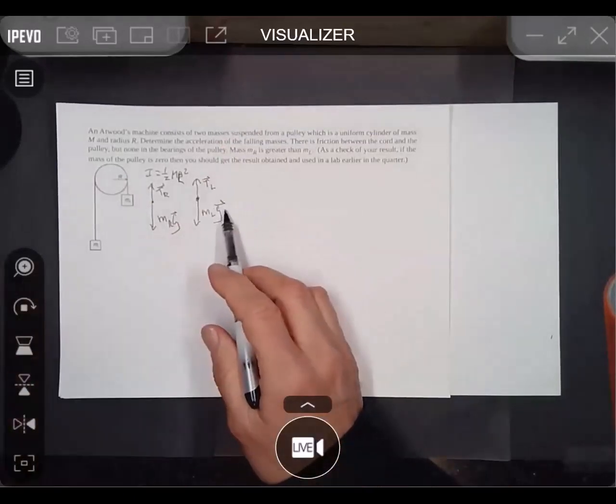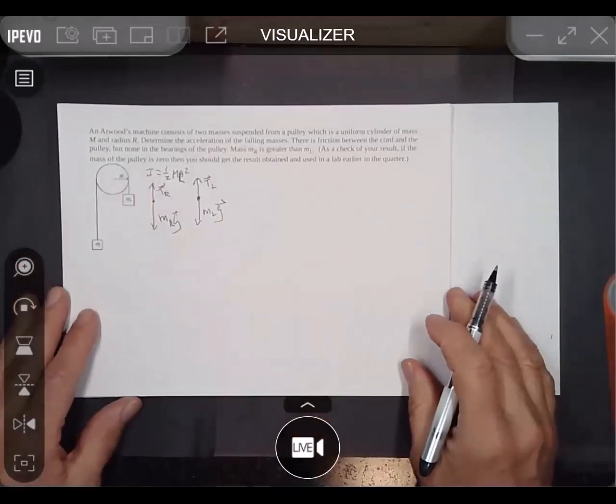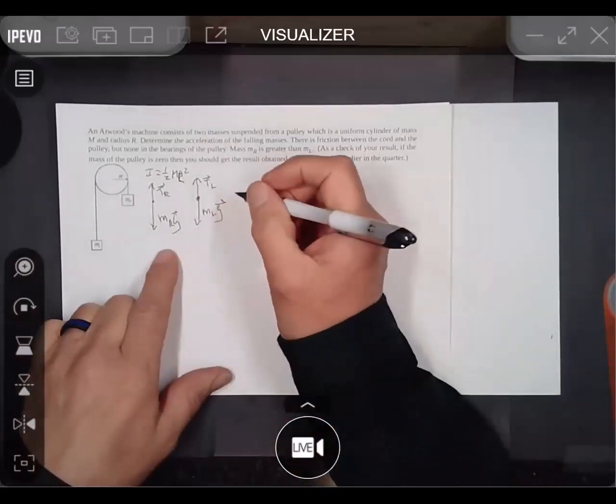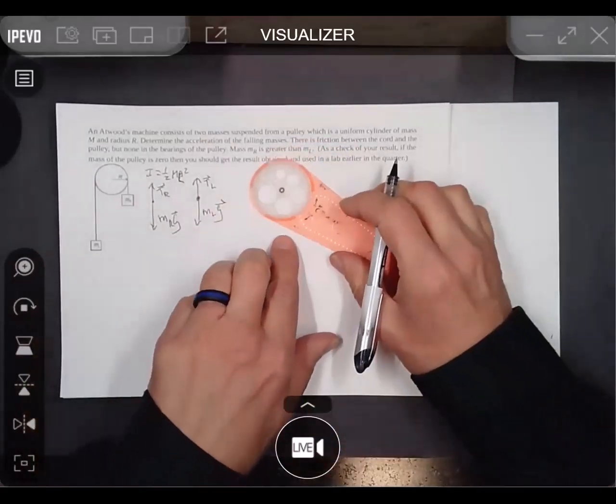Now, before we never had to deal with the disc that we were thinking about there. This time we do, and I'm just going to draw a little circle for it here.